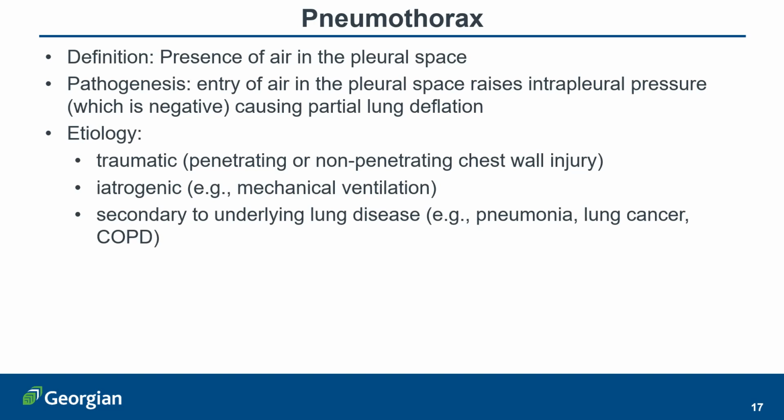It could be traumatic. For example, if you have a penetrating or non-penetrating chest wall injury that allows entry of air into the pleural space. It could be iatrogenic. For example, in mechanical ventilation, that somehow damages the pleural lining, causing air to enter into the pleural space. Or it could be secondary to some underlying lung disease, for example, in pneumonia, lung cancer, and COPD.